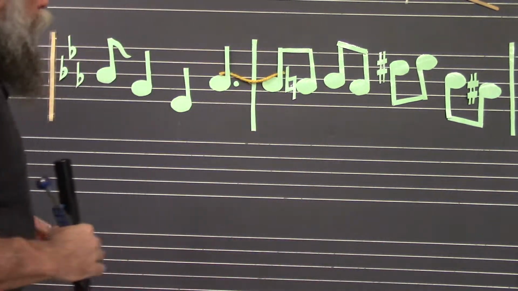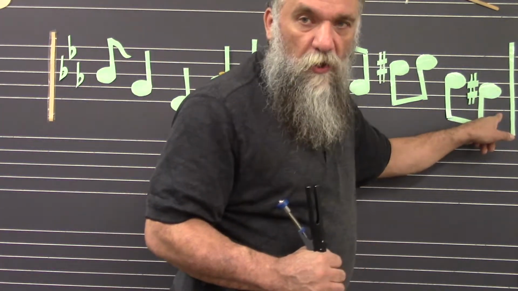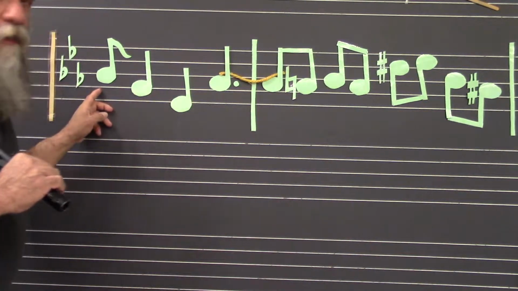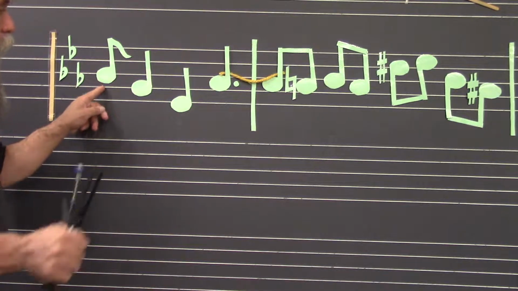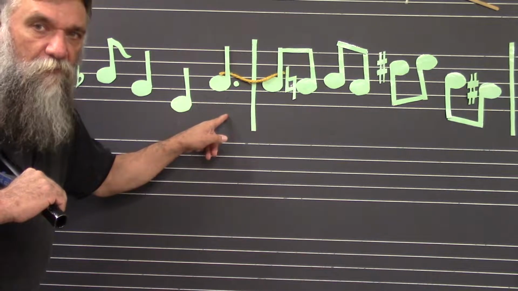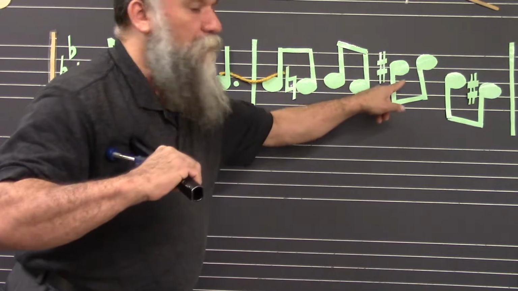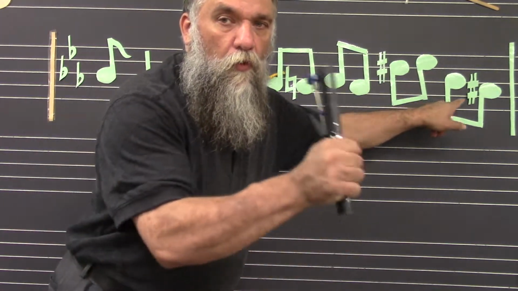So let's play all the B flats. We have B flat, B flat, B flat, A sharp, which is B flat. Ready and count. 1 and 2 and 3 and 4 and 1 and 2 and 3 and 4 and.